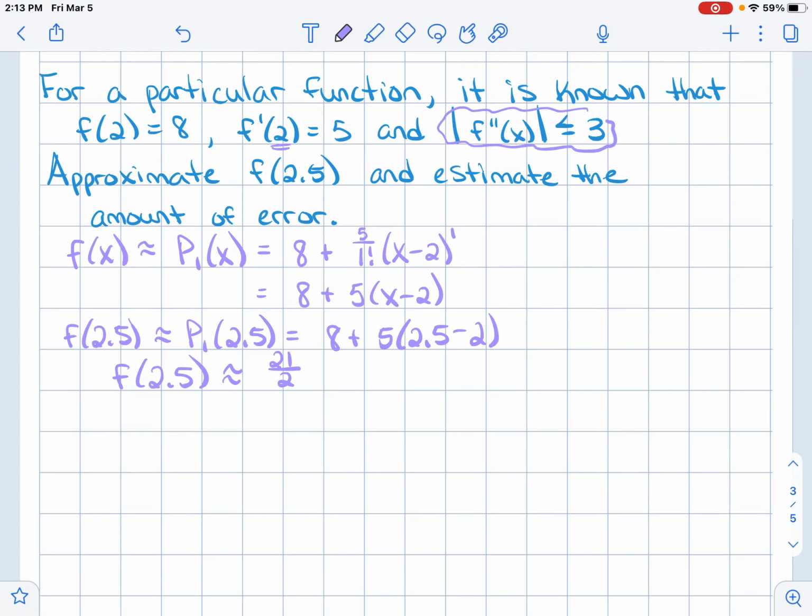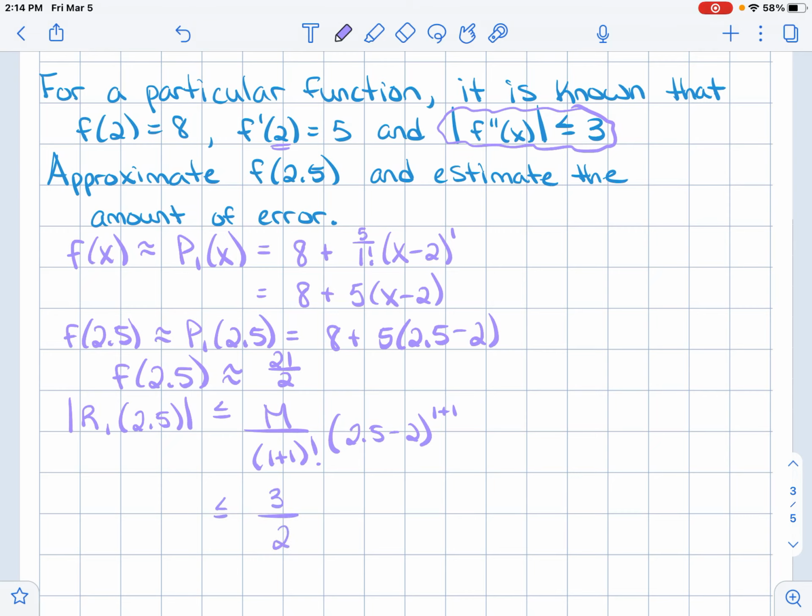Okay, now we're going to estimate the error, and that's where this last part comes in, because we know that the second derivative is less than or equal to 3. So that's going to help us a little bit. All right, let's find the error, the remainder of this first degree polynomial. If we were to plug in 2.5, it must be less than or equal to M over 1 plus 1 factorial, times 2.5 minus 2 to the 1 plus 1 power. M, remember, should be greater than the next derivative at some value z. From the information they gave us, we know that 3 is greater than the next derivative. So M will be 3.